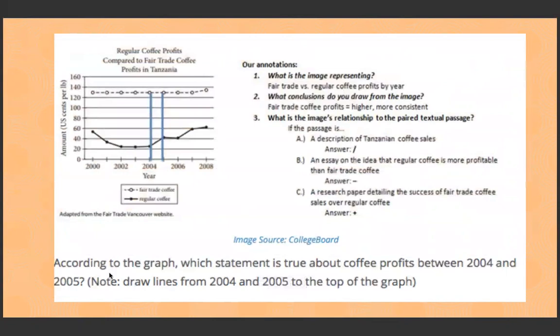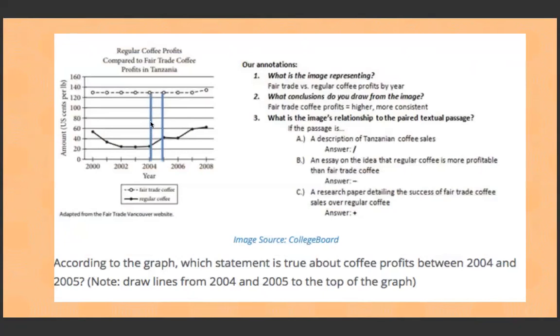And let's see the question. According to the graph, which statement is true about coffee profits between 2004 and 2005? Remember the cardinal rule. As soon as they give you a date, draw a direct line from the date through the graph. Just like what they've done here in the blue.